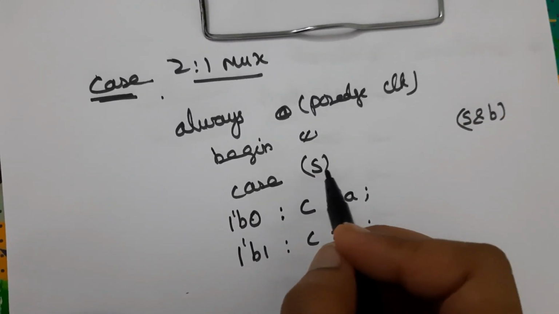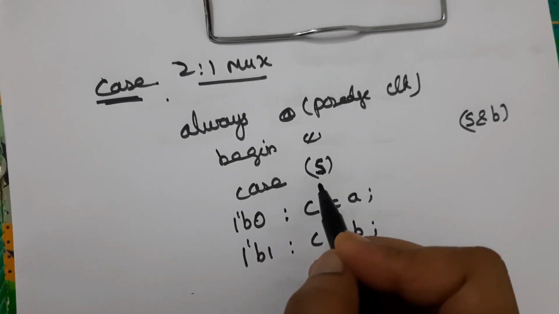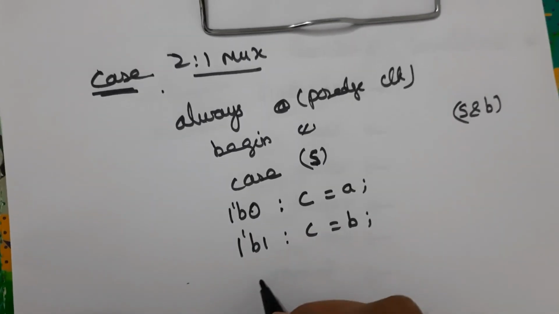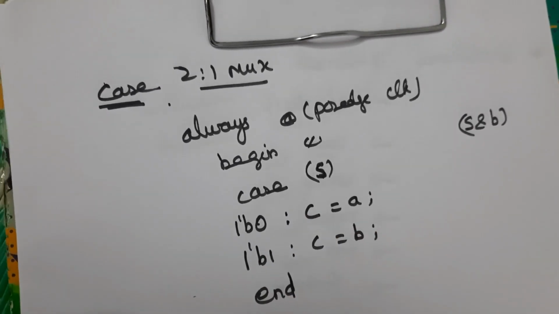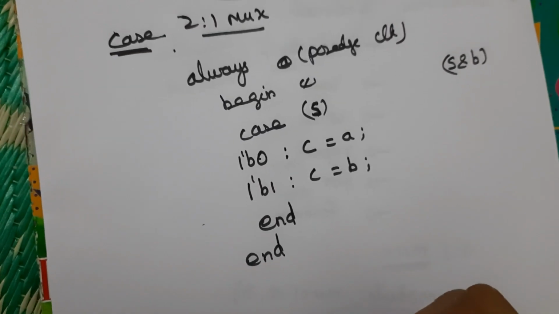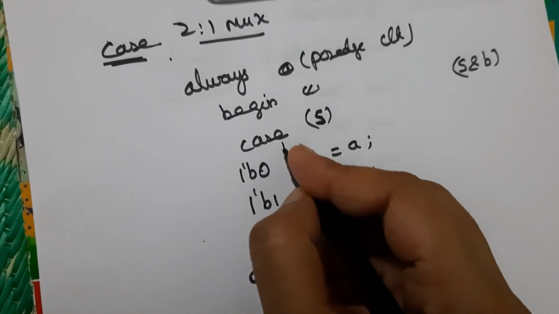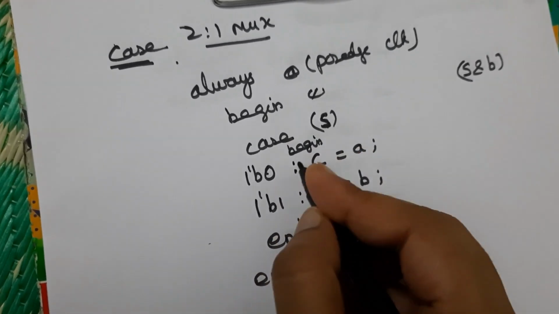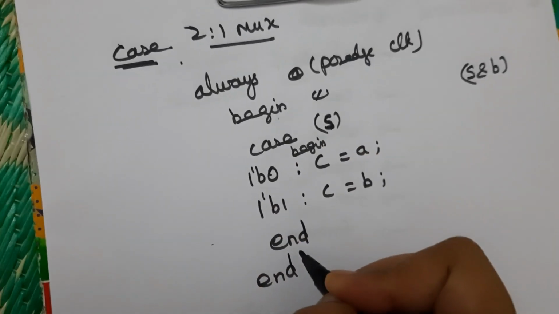So now this is a 2:1 mux, only one select line is the control signal, so S is the control bit here. And we just end this case, and another end for this always, again endmodule. And also for this case statement, after mentioning the case we have to begin the block. So whenever we have a begin, we have to give an end.